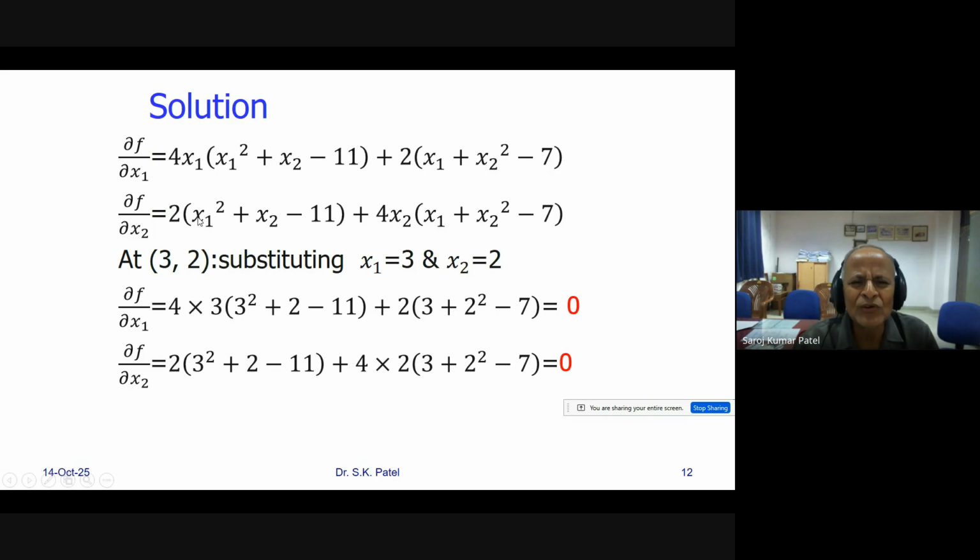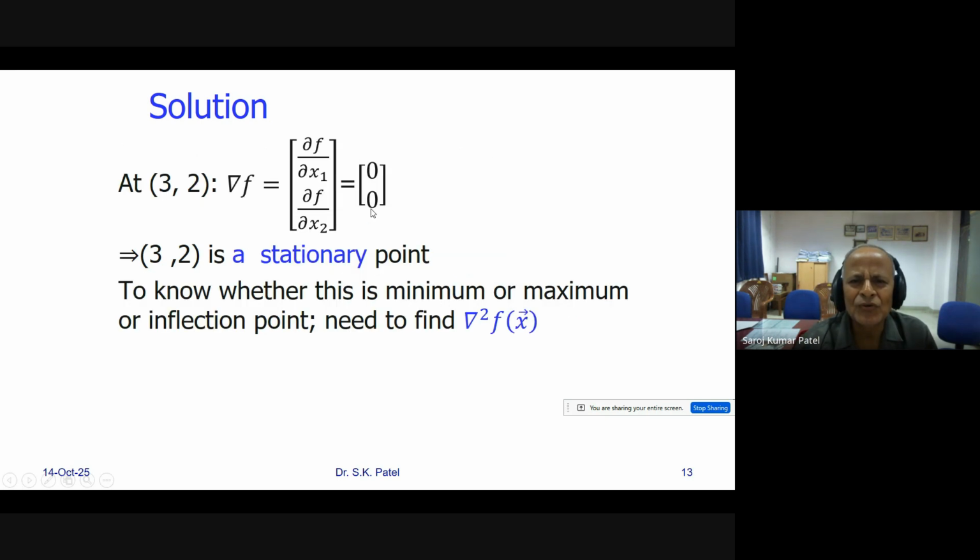Similarly, putting x1 = 3 and x2 = 2, we get del f by del x2 also 0. So since both the partial derivatives are 0, we can say that the gradient vector is equal to a null vector, (0, 0). So this (3, 2) is a stationary point. That means at (3, 2) there may be a local minimum, a local maximum, or a point of inflection.